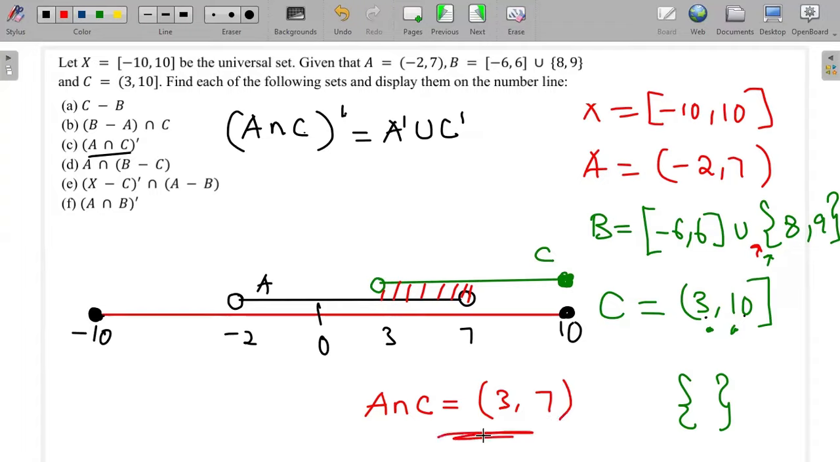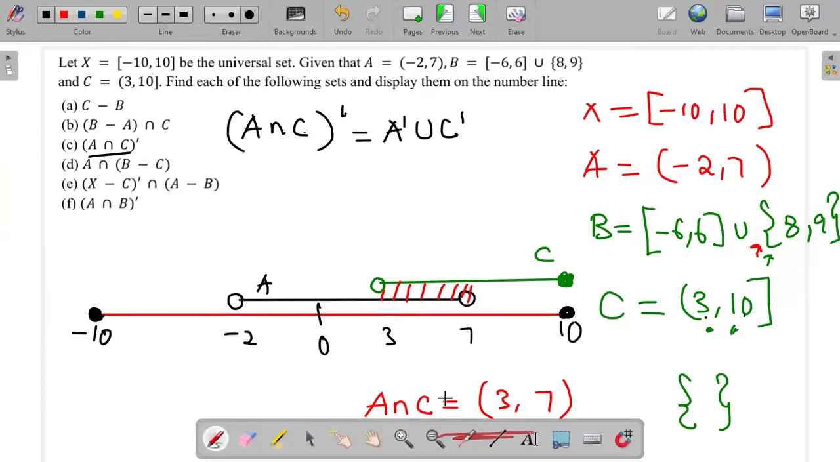But this one here is not my goal. My goal is to find its complement, meaning all the other elements that are not a part of this part that we've shaded in red. So we're going to represent that with the black. I'll go to the end point 3 and ask myself, is the 3 in the A intersection C? The answer is no, because it's open. So I'll shade on top like that.